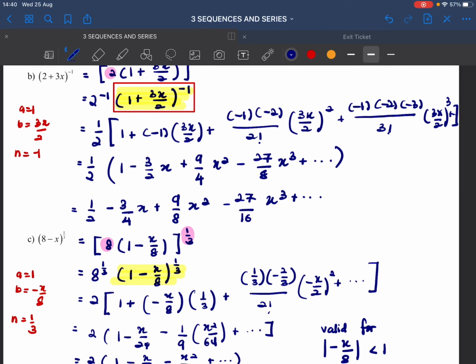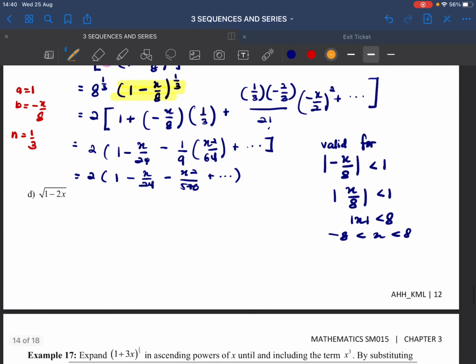So again, lagi sekali saya ingatkan, make sure if your a is not 1, you have to factorize first. Let's say we have a plus b to the power of n. And let's say if a is not equals to 1, what we have to do is we have to factorize your a. And here we will have a times 1 plus b over a to the power of n. Okay? Alright. So last example here we have square root 1 minus 2x. So we know that square root 1 minus 2x is 1 minus 2x to the power of 1 over 2. So here we have a fraction. Okay, boleh cuba buat dulu.